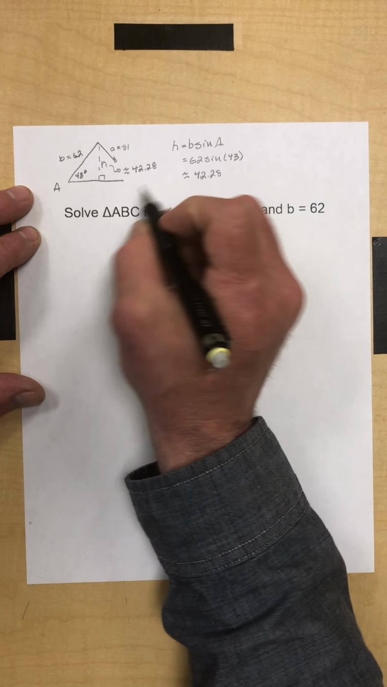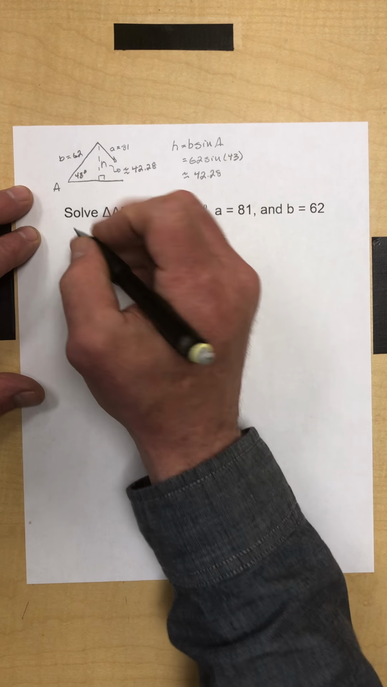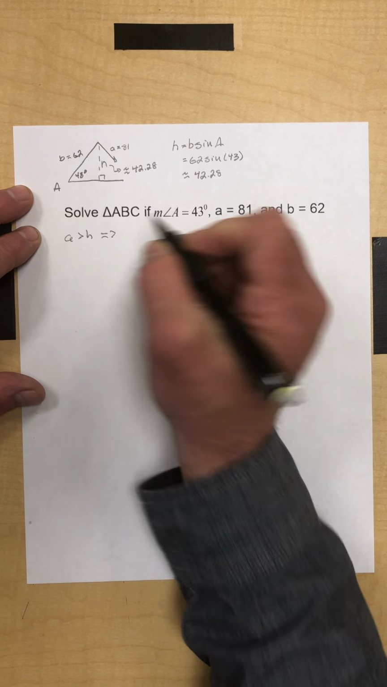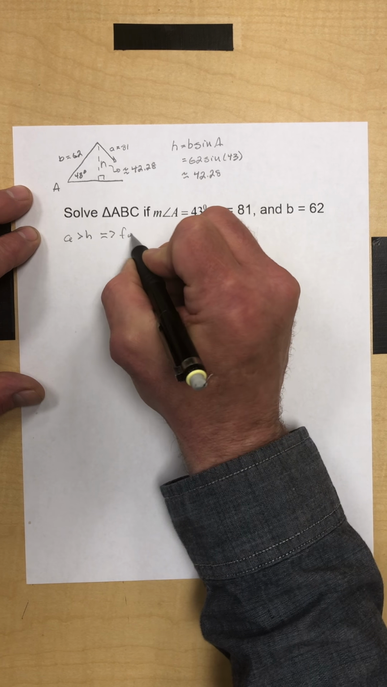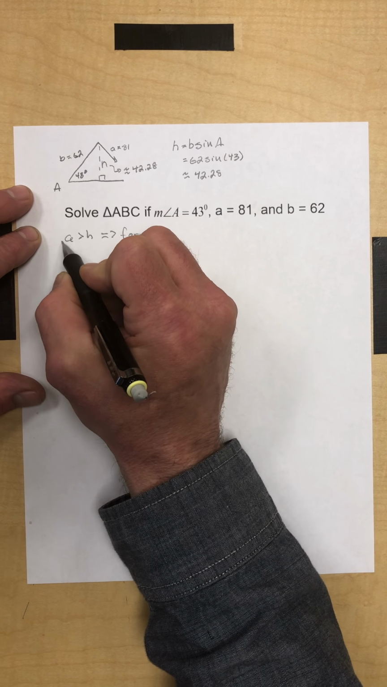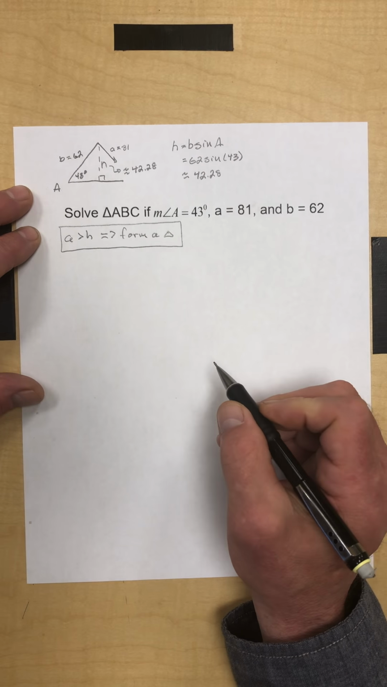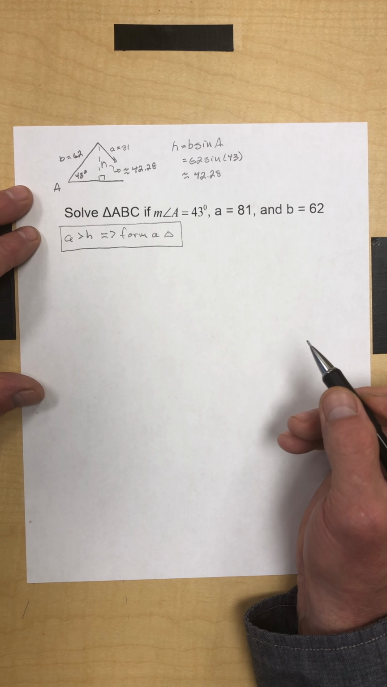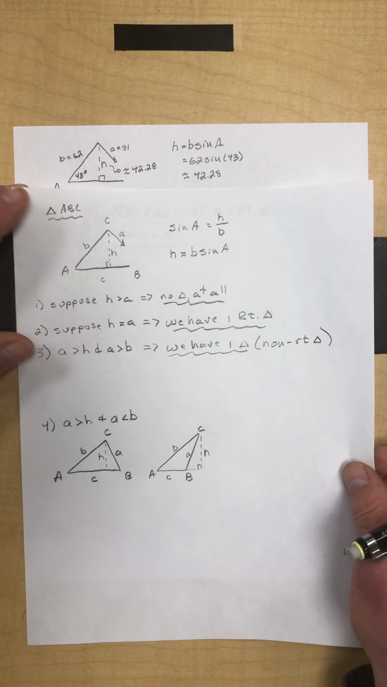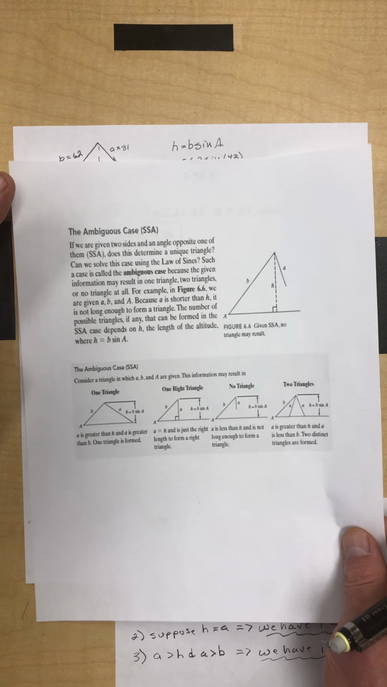Okay, so let's see what we have. Notice that a is greater than h. So this means I can definitely form a triangle. There's no doubt about that. Now it comes down to, do we have two triangles or one? I don't know. So that's where you go back to either this right here, or this sheet right here. Doesn't make any difference.